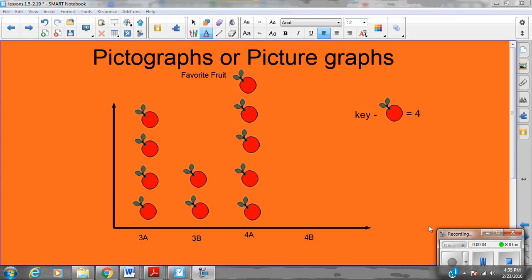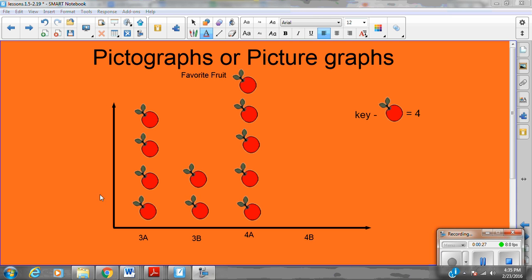Pictographs or pictographs. Both of these types of graphs are the very same thing with two different names, but they mean the same. One difference between a pictograph and a bar graph is that a pictograph will often use a key. A key is the thing to tell you how much one picture is worth.